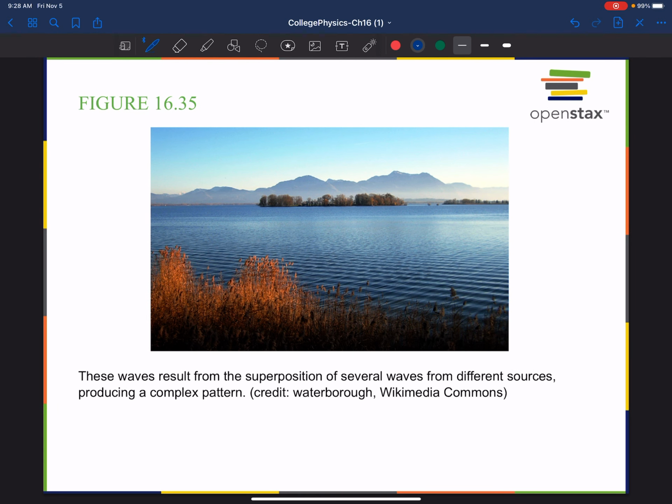Now, most waves that we see are not actually transverse or longitudinal, but they are some combination of the two. And when two waves arrive at the same point or they interfere with each other in some way, we call that superposition of a wave. So they're coming together and they're affecting each other in one of two ways.